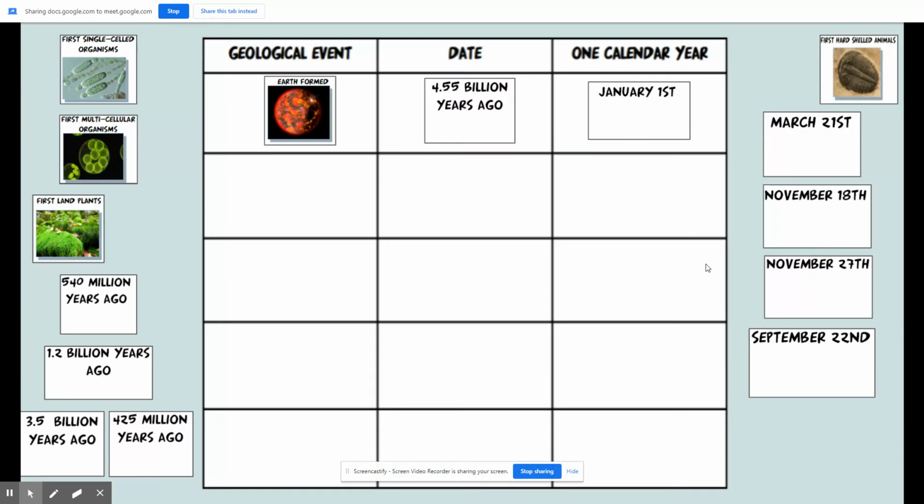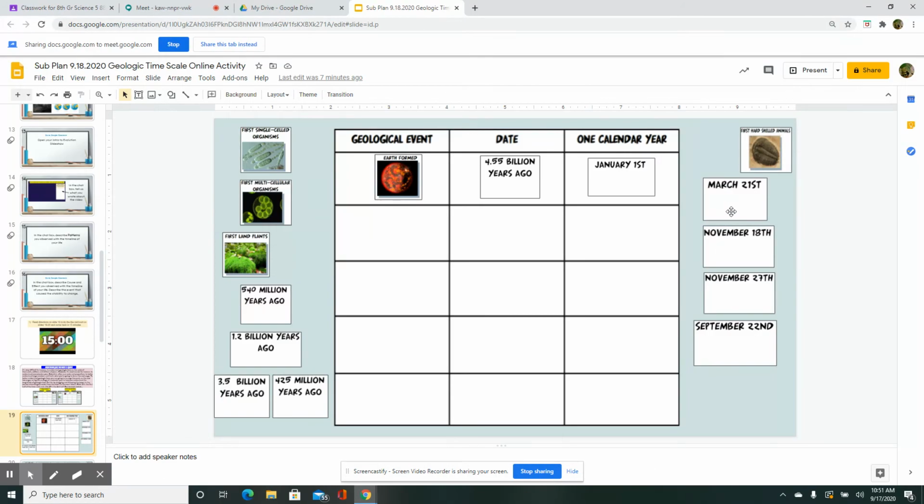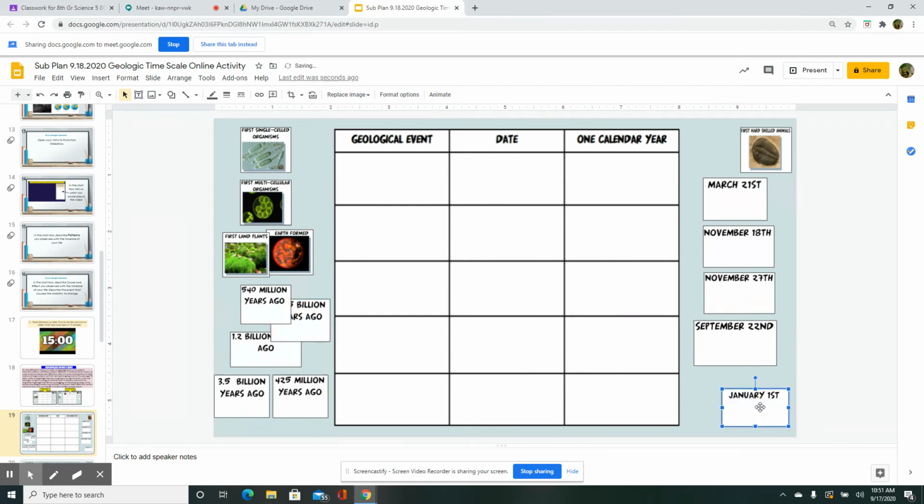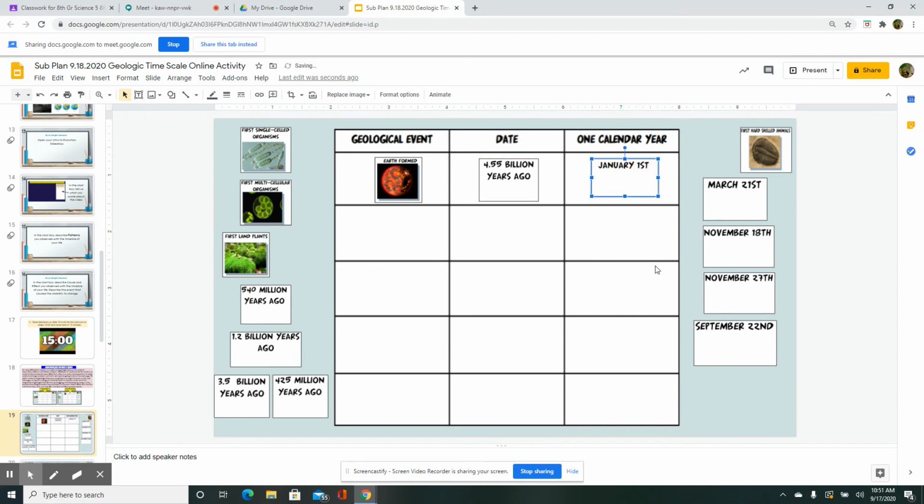So let me escape here. What you're going to do, and I already had this rearranged for you, is something like this when you get it. So what's the first geologic event that happened? It's going to be the Earth forming. So you put that here. What would the date be? Well, you're going to look for the oldest date, which happens to be 4.5 billion years ago. And now we're using the analogy of a calendar year. What's the beginning of a calendar year? It would be January 1st. So that's what you do.